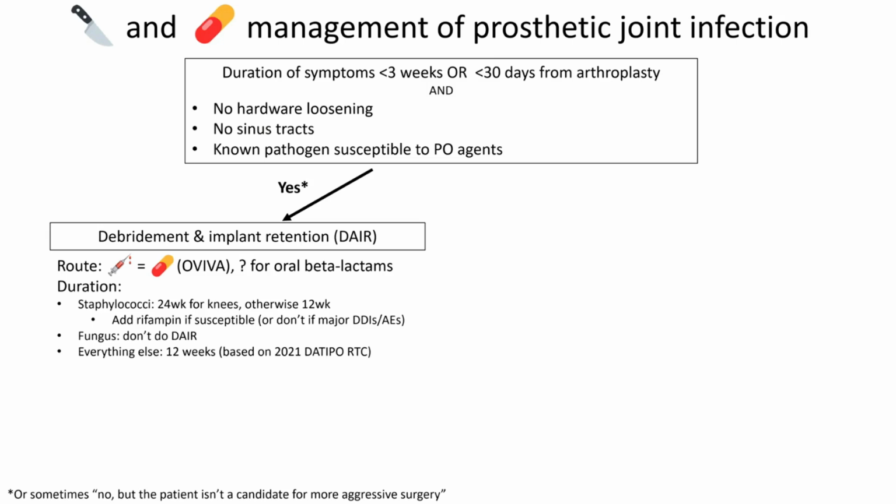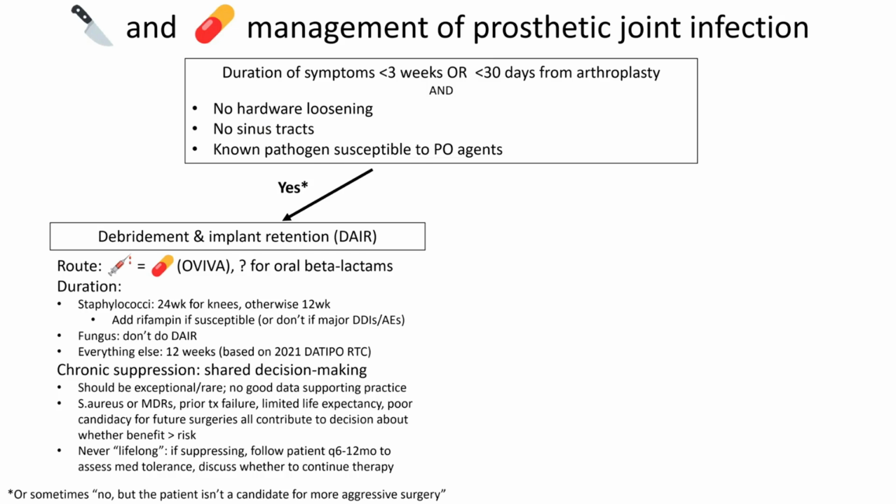And if you're retaining the joint, you need to add rifampin for Staph aureus. It's clearly been shown to benefit, especially in knee joints. So you have to test for rifampin susceptibility and add it on to the other active drug. You should never do rifampin monotherapy because you will lose it in a matter of days. Candida, never do DAIR. It's going to fail. But everything else, there's a couple of trials that have said 12 weeks might be enough. That was the DATIPO trial. And then chronic suppression is falling out of fashion.